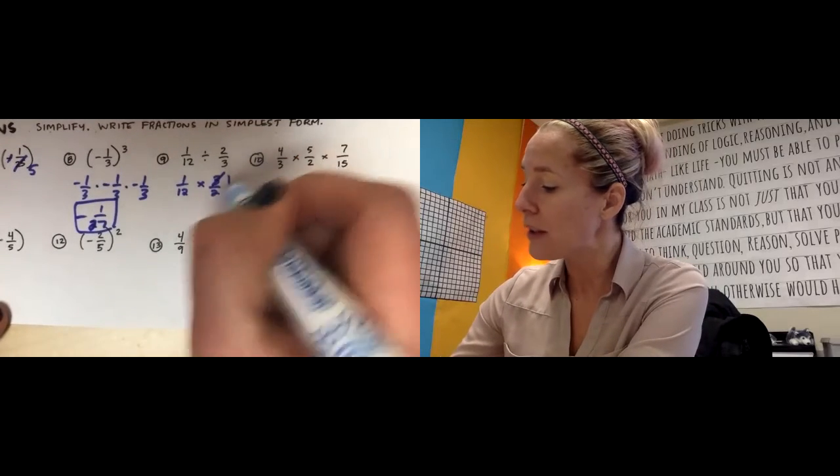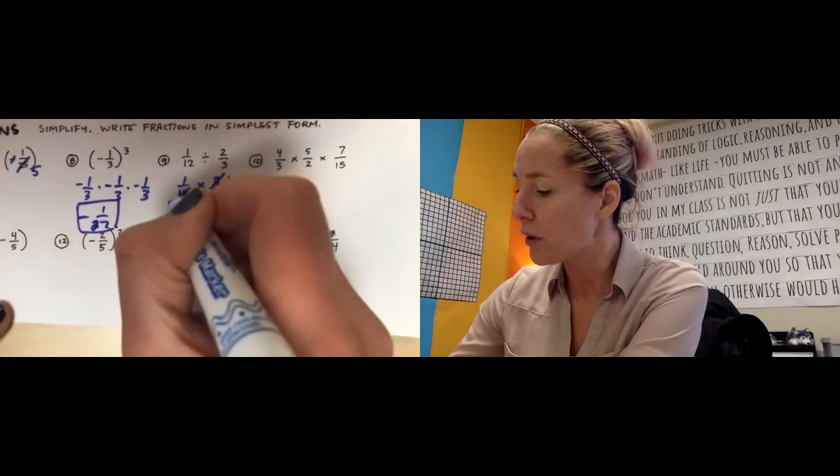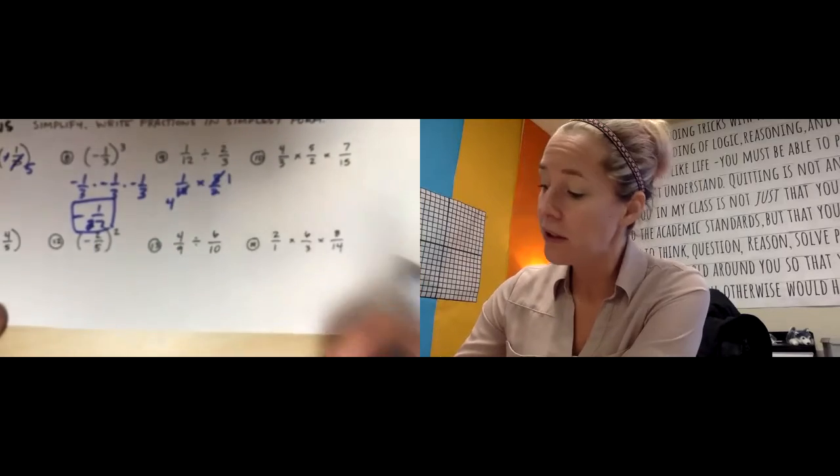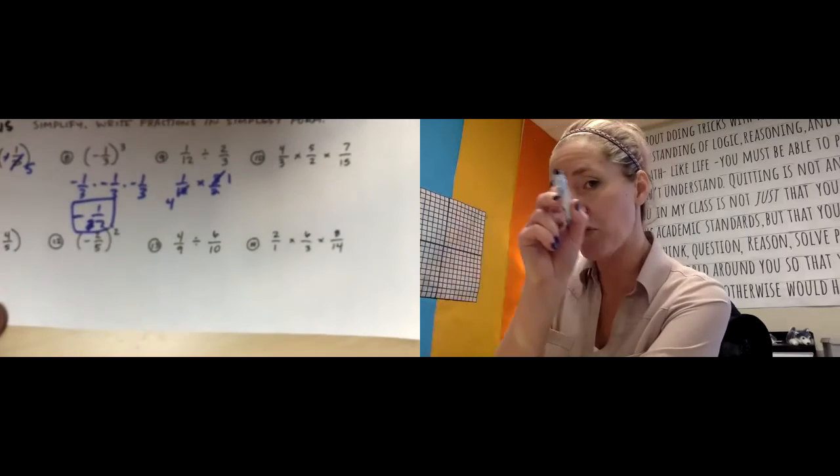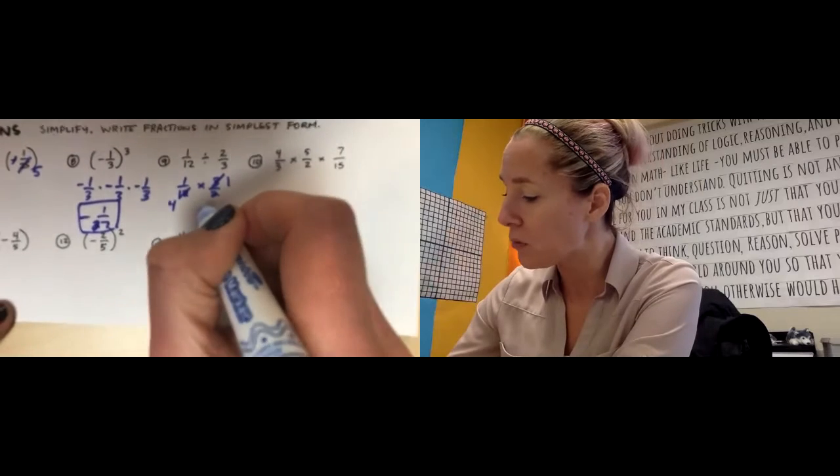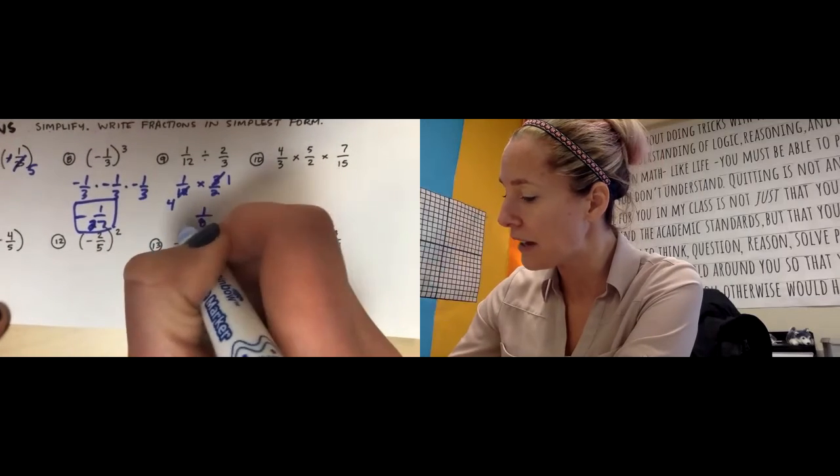So I see a way to simplify here. 3 goes into 3 once. 3 goes into 12 4 times. Okay, that's the only thing I can simplify. So multiply those numerators. Your 1 times 1 is 1, and 4 times 2 is 8.